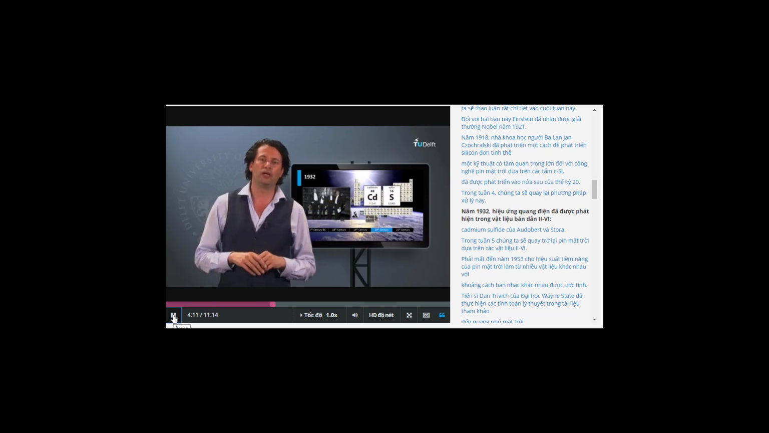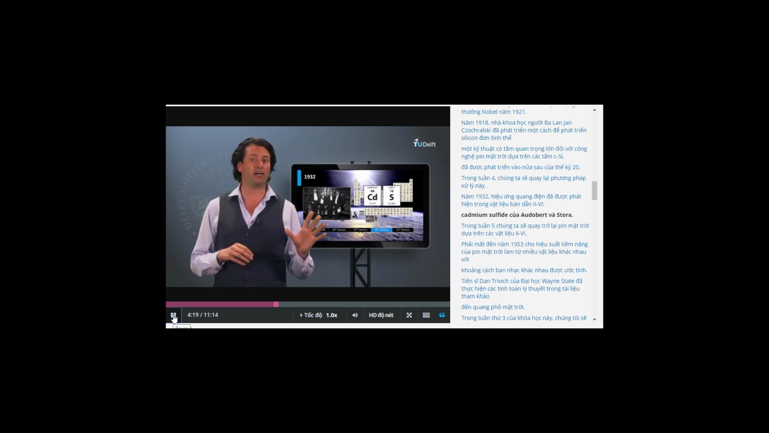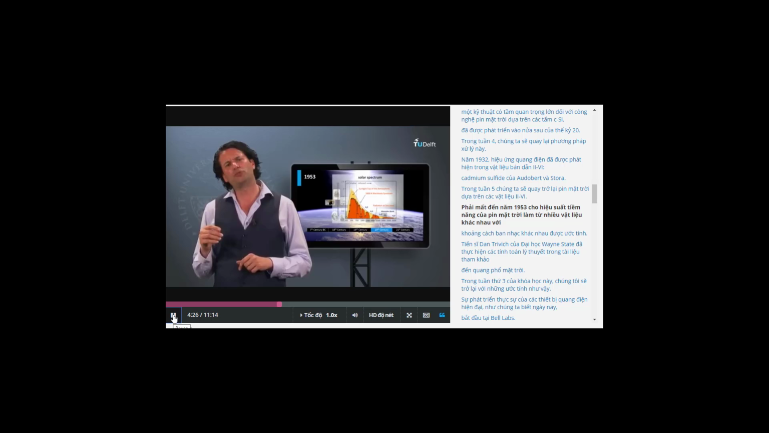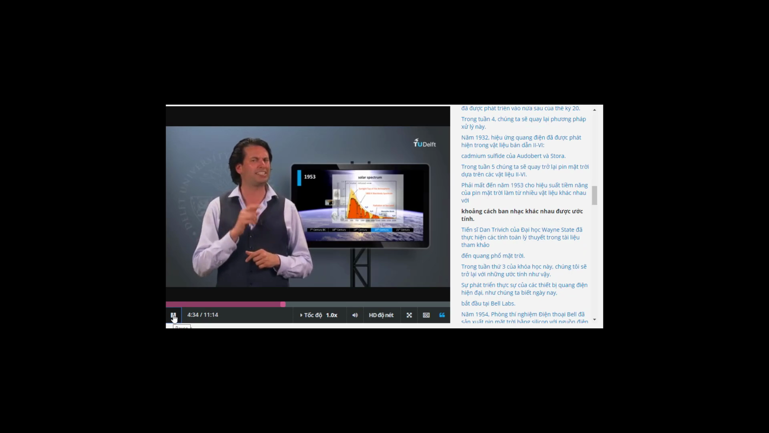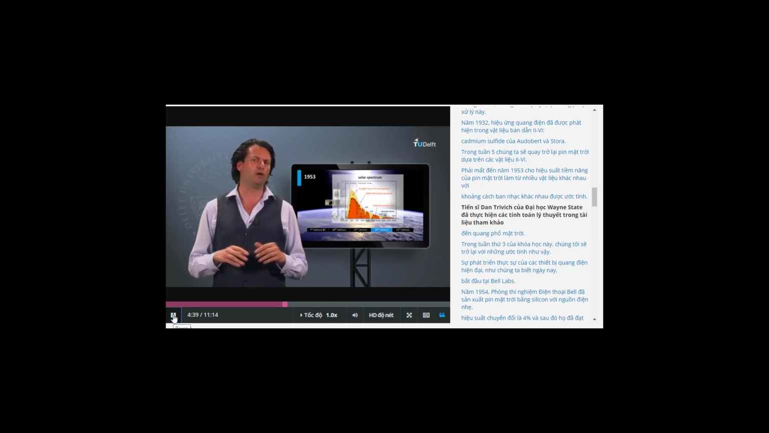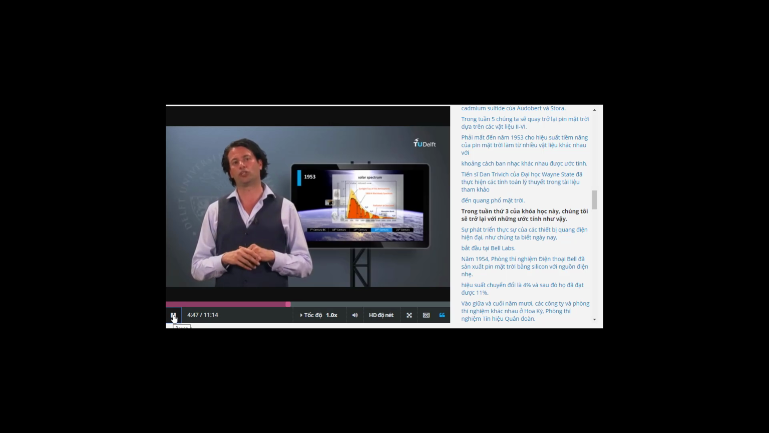In 1932, the photovoltaic effect was discovered in the II-VI semiconductor material cadmium sulfide by Audobert and Stora. In week 5, we'll come back to solar cells based on II-VI materials. It took up to 1953 for the potential performance of solar cells made of various materials with various band gaps to be estimated. Dr. Dan Trivich of Wayne State University performed theoretical calculations in reference to the solar spectrum. In week 3 of this course, we will come back to such estimations.